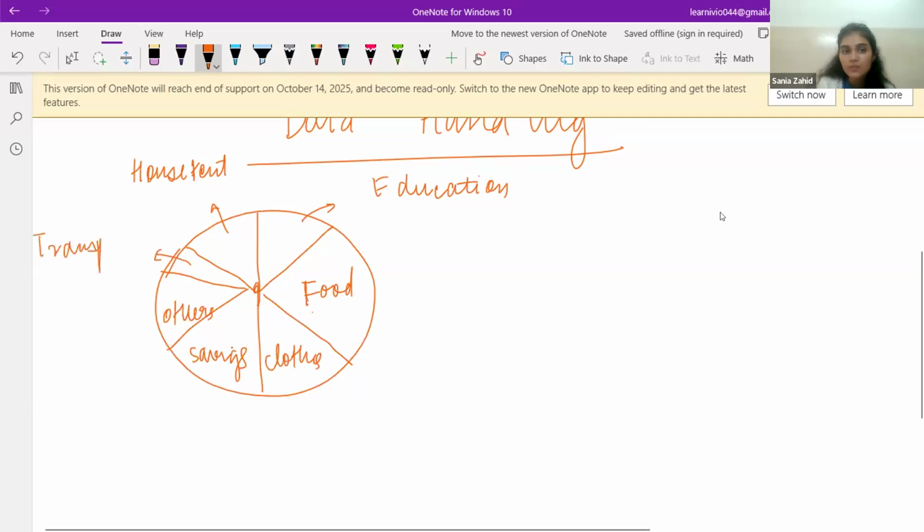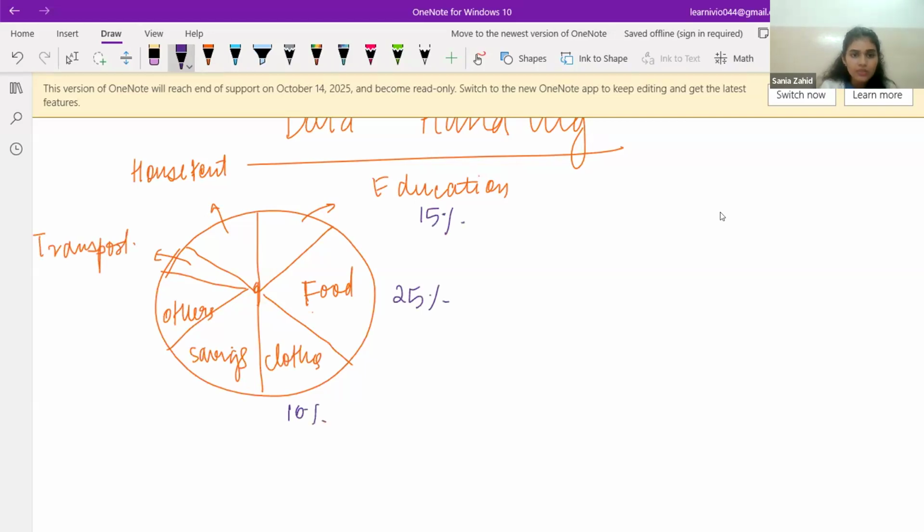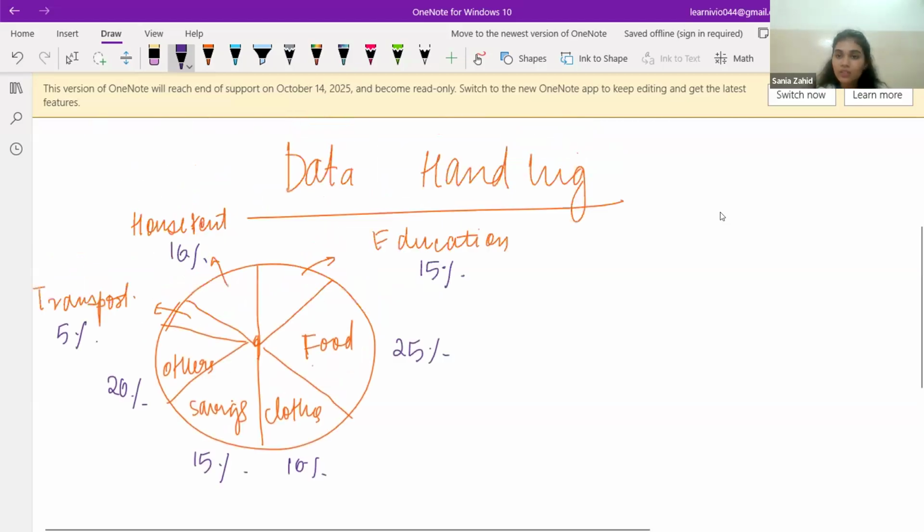Okay, children, this is the expenditure of a person. Now, the percentage is given as follows. This is 15%, this is 25%, clothes is 10%, savings is 15%, others is 20%, transport is 5%, and house rent is 10%. Now the question says, on which item was the expenditure maximum? Children, look very carefully and tell me on which of the following you think the expenditure was maximum.